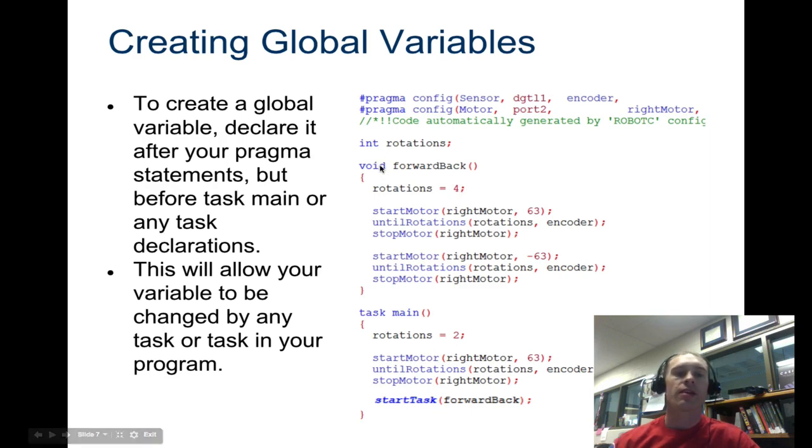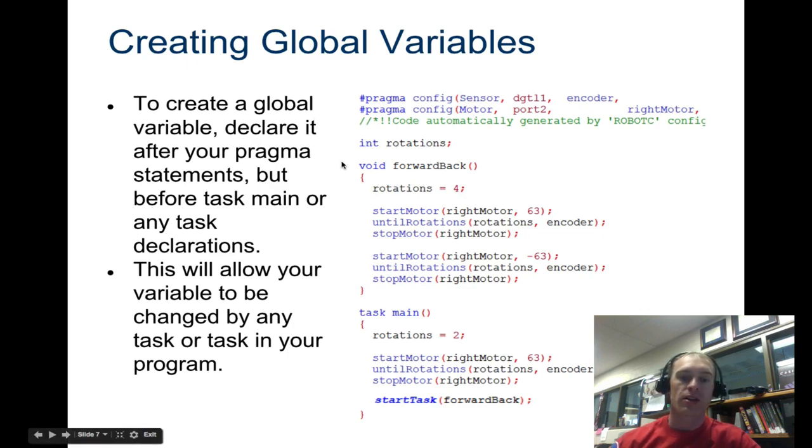So if you're going to use a variable in more than one task, in task main and in task forward back, then we have to declare it outside of everything because we're using it here in task. Again, that's supposed to say task. Forward back, and then in task main. You can see rotations is used in both. So if that's the case, you'd want to declare it outside of everything. It's a global.